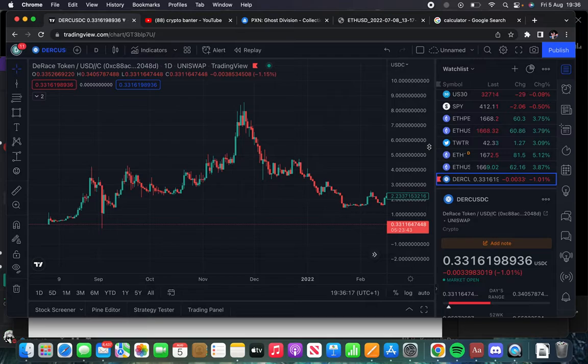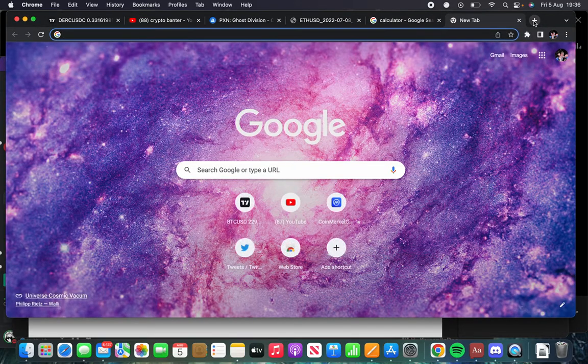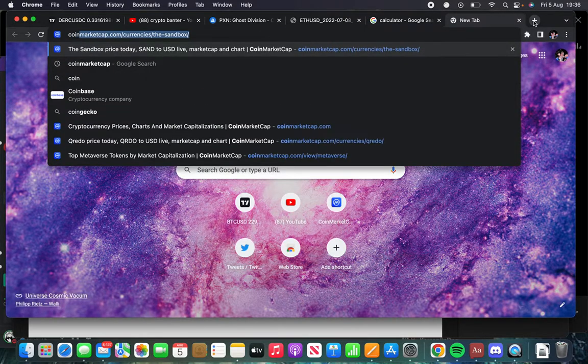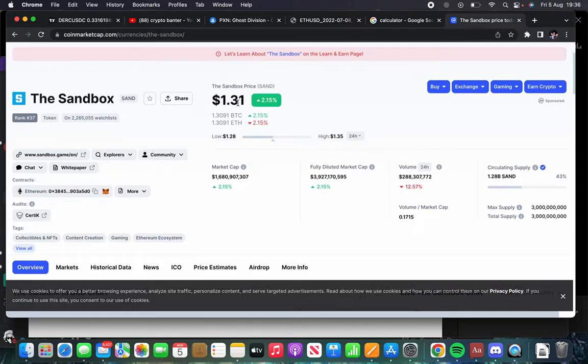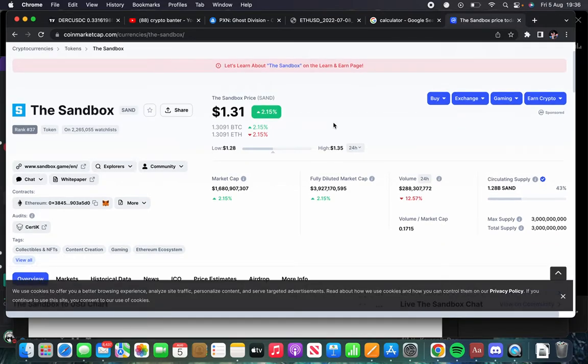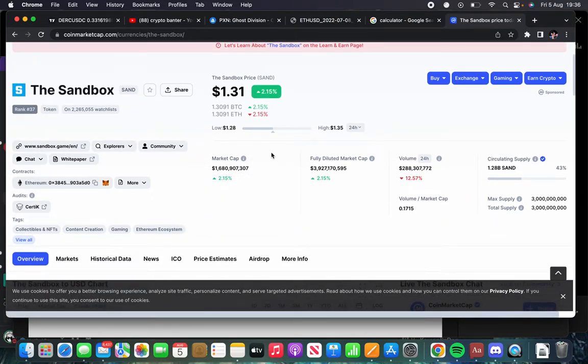Where was I? Yeah, so we come up with these barriers. And if you don't know what I mean by market cap, I can explain real quick. Market cap is basically the price times the circulating supply of the token, so how many tokens are out for trading. You can see this market cap is 1.68 billion, and the fully diluted is 3.9.